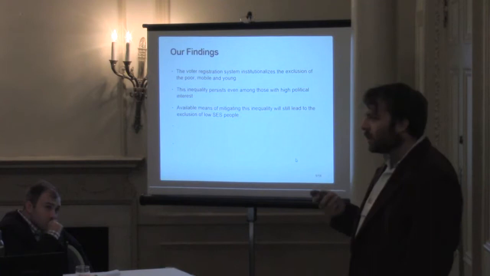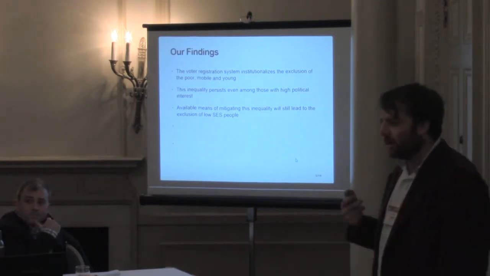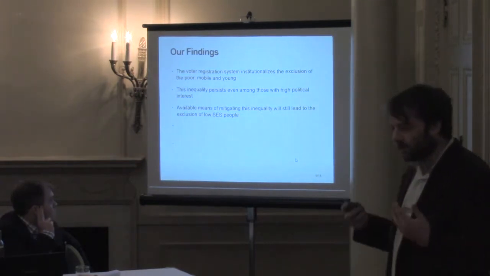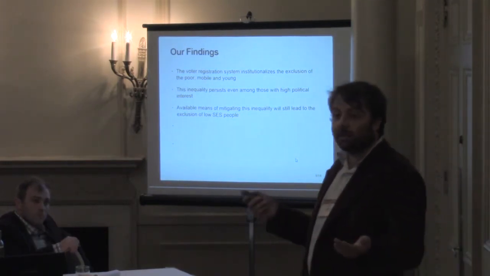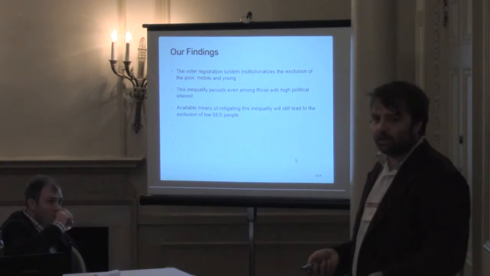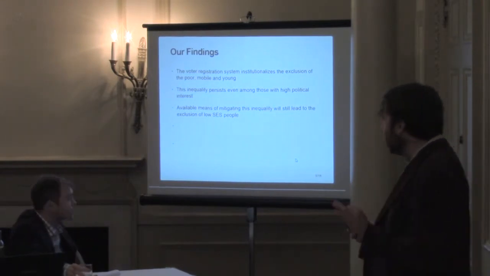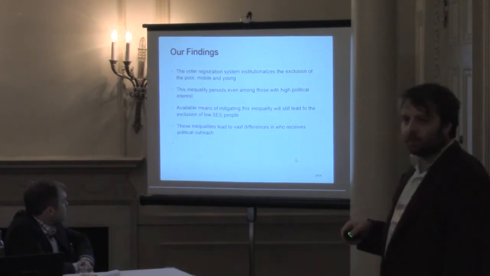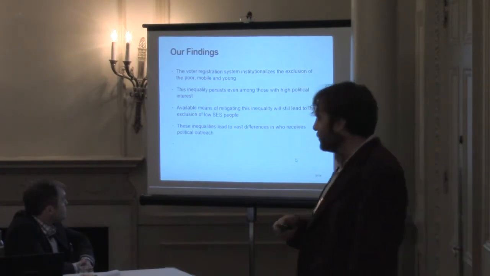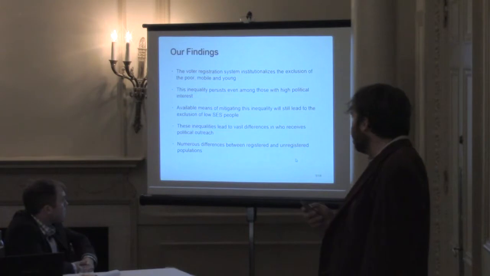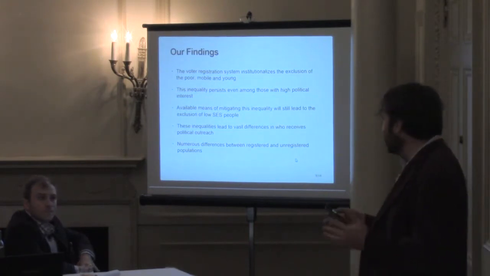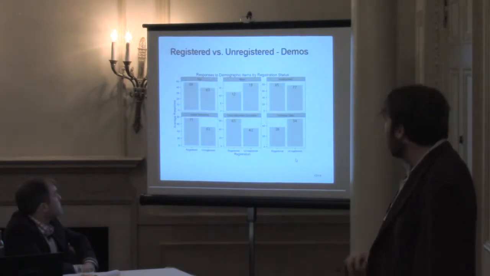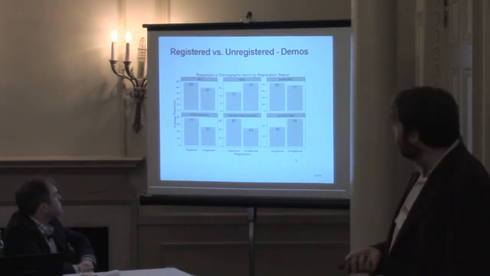And so if we want to mitigate this inequality, say by giving these people a registration form, because they are interested enough in voting, eventually they're going to move and they're not going to be registered again. So we think this is a structural problem with the voter registration system. And then these lead to vast differences in who gets political outreach. So there are big differences in contact. And there are lots of other differences between these two groups, especially in political attitudes, which I'm going to talk about in a moment. These are some demographic differences between the two groups.